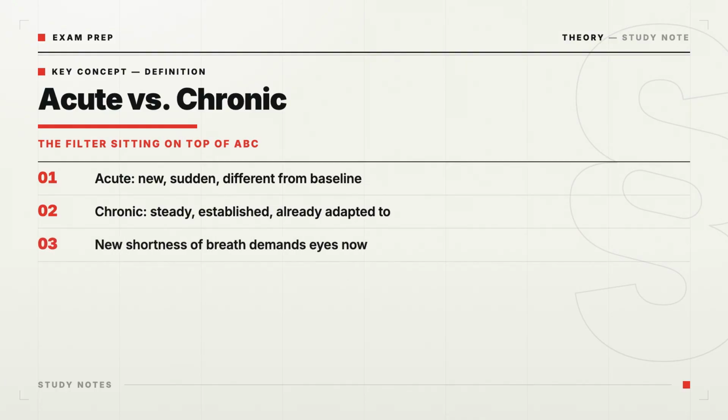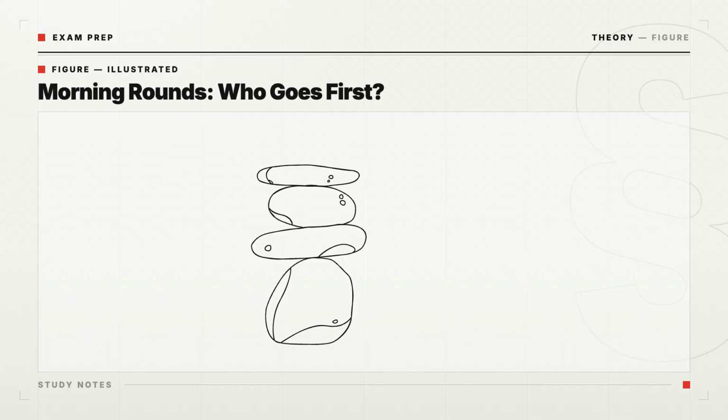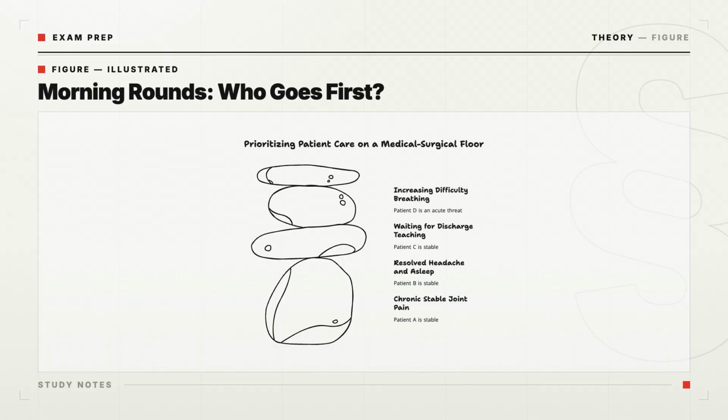New shortness of breath is acute and lands on the B of ABC, so it demands attention now, while long-standing stable pain can wait. Picture 4 patients at 7 in the morning, one with chronic stable joint pain, one whose headache has resolved, one waiting for routine discharge teaching, and one reporting new, worsening difficulty breathing.